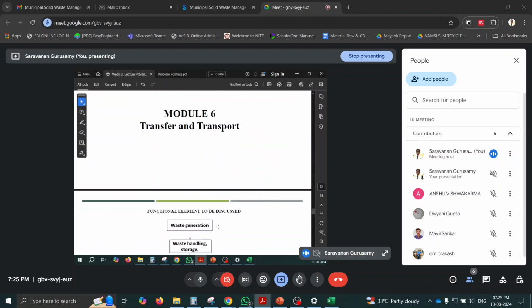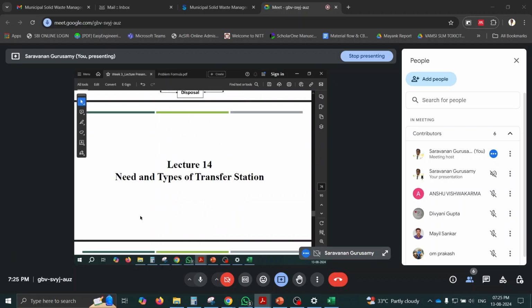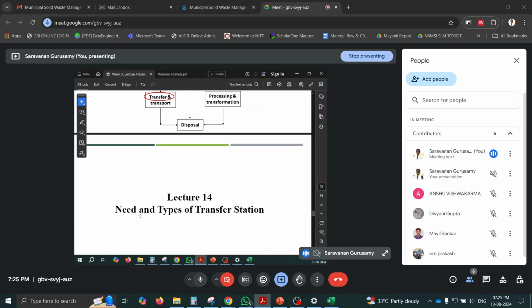So in the final module we are discussing the transfer stations. In the first week we discussed waste generation, and in the second week we discussed waste handling and storage. This week we have discussed the collection and analysis of collection systems, primary and secondary collection systems, and then we are going into transfer and transport, out of which we are going to discuss the transfer station in this module. So why do we need a transfer station and what is a transfer station?